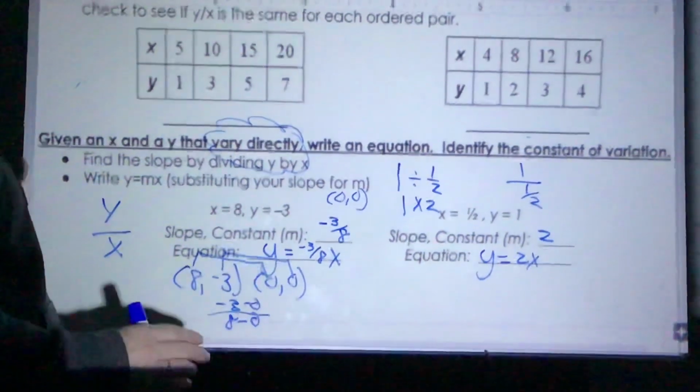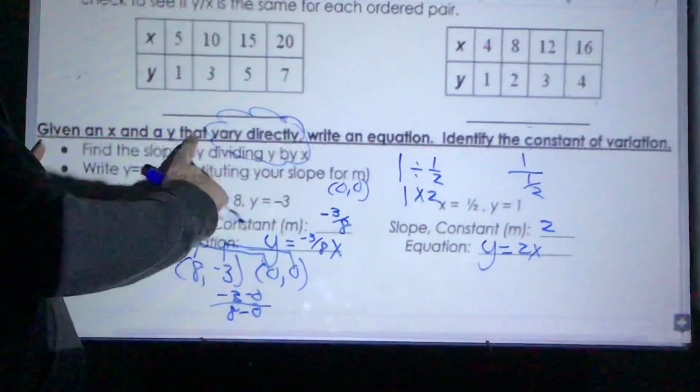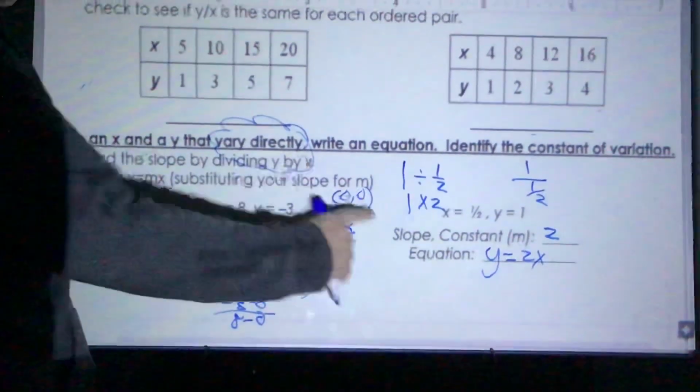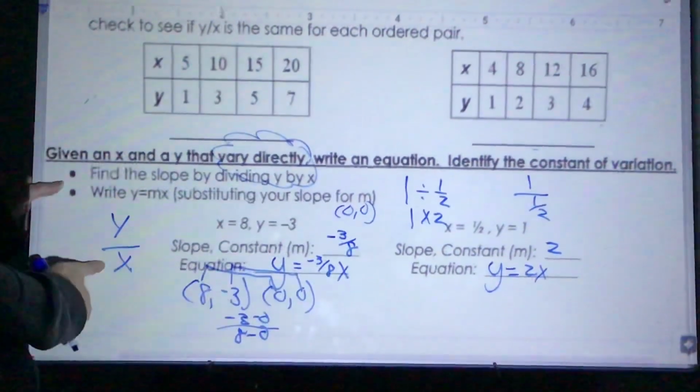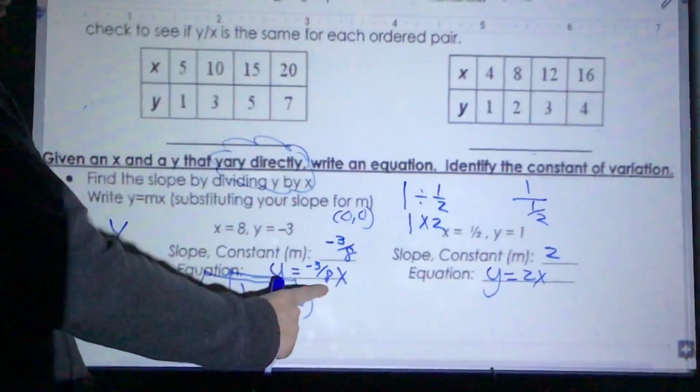So if you have a constant of variation, if you're told something varies directly, you're doing y over x for your slope and just writing your equation.